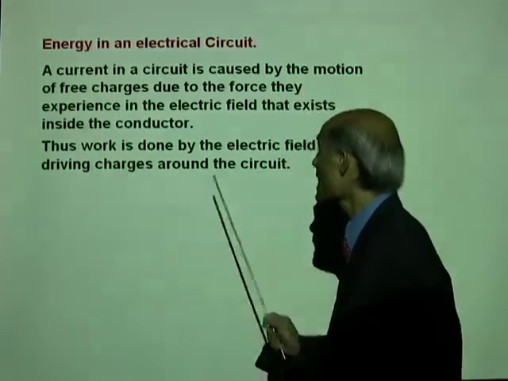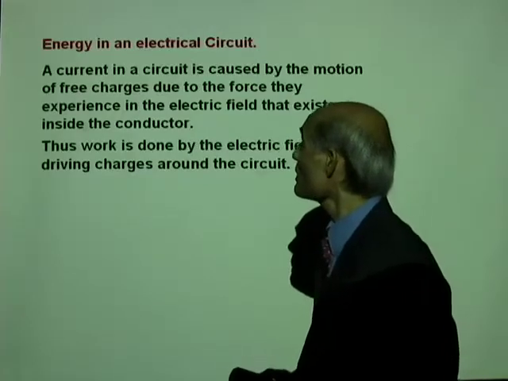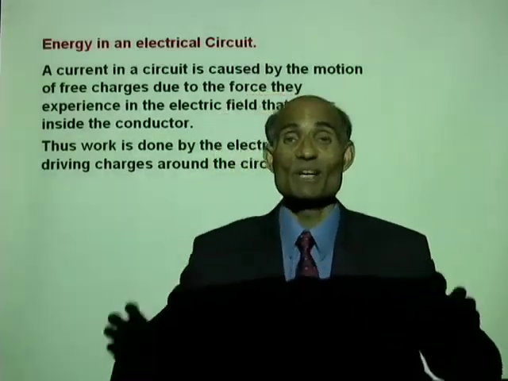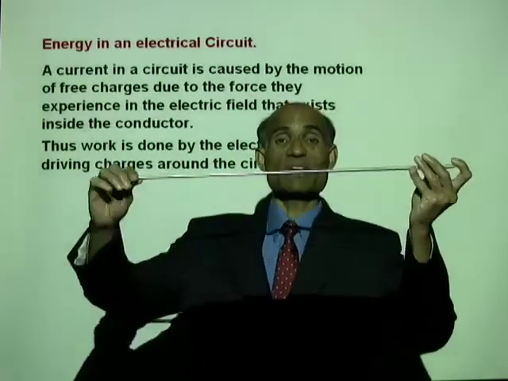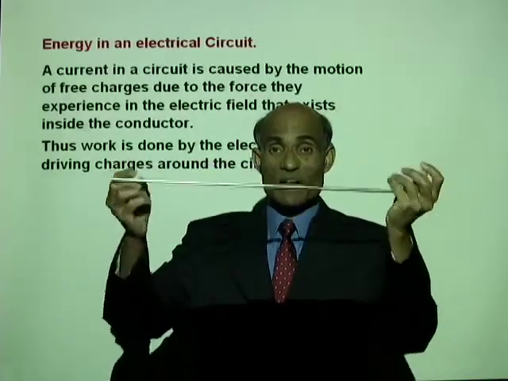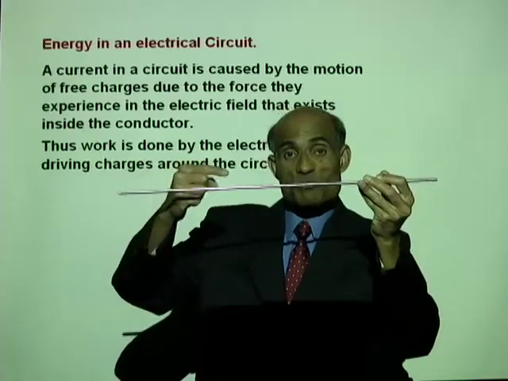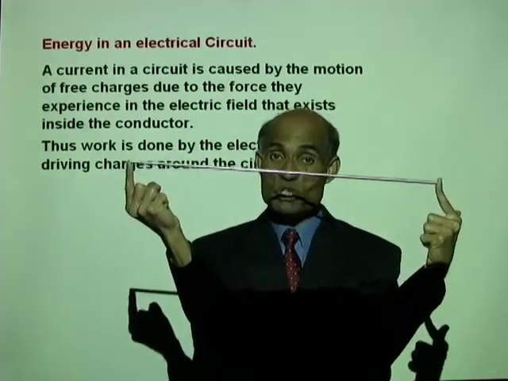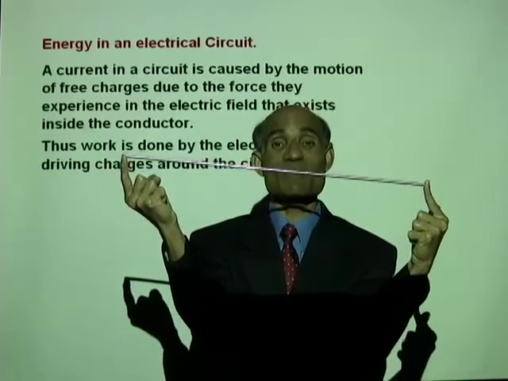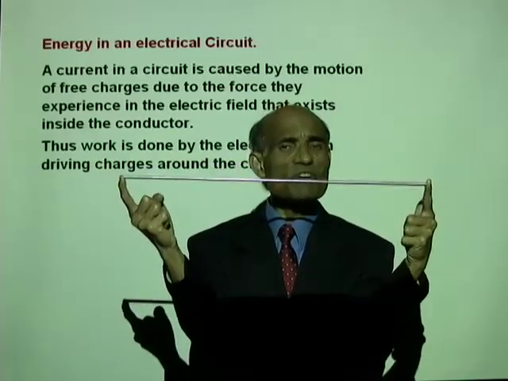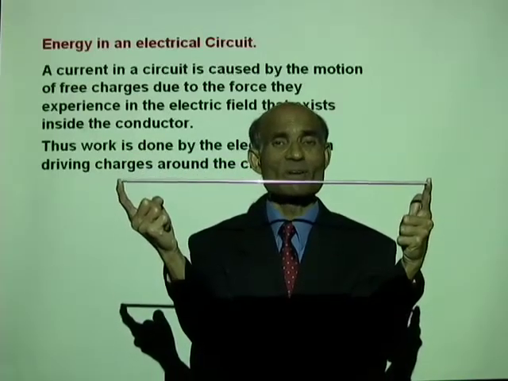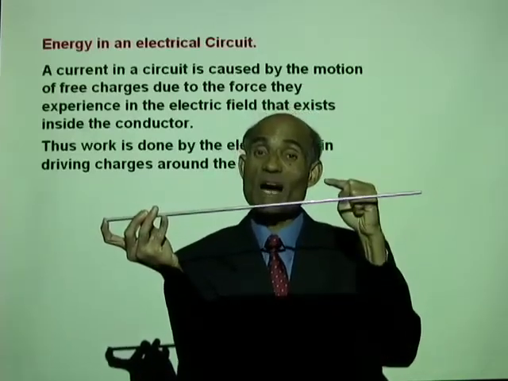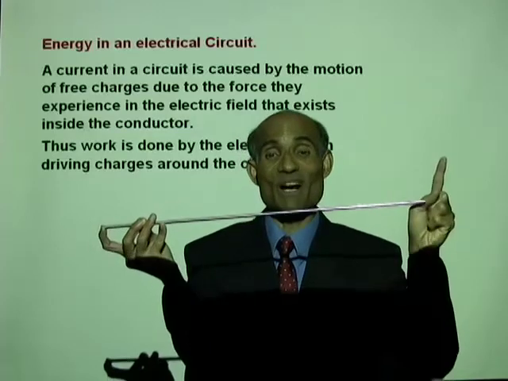Thus, work is done by the electric field in driving charges around the circuit. If you now consider a conductor like this, electric charges are made to move inside the conductor due to the potential difference between the ends of the conductor. What is the definition of potential difference? Potential difference is a measure of work done per unit charge.